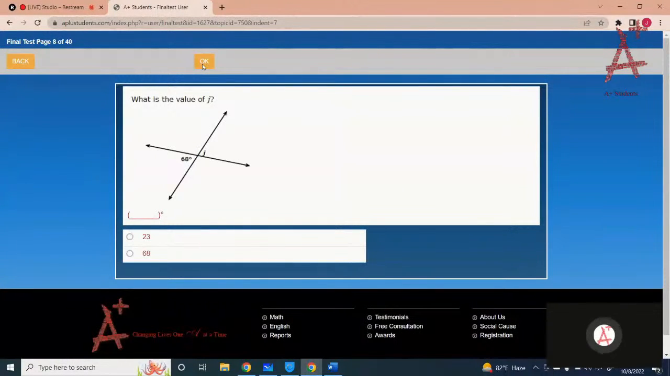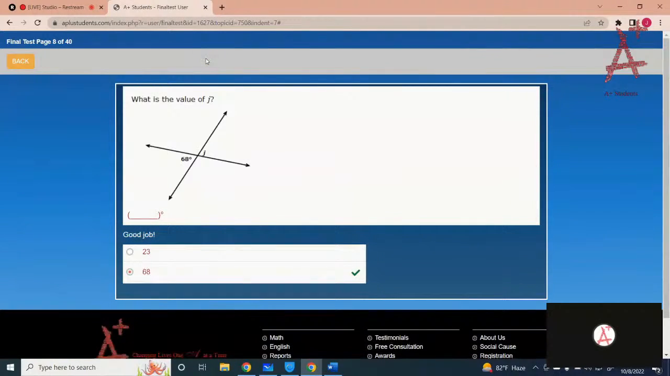Okay, the next one. What is the value of J? One of them is 68. So the value of J is also 68. They are adjacent angles. Got it? So the value of J is 68. Got it? Select the correct option and click on the OK button.